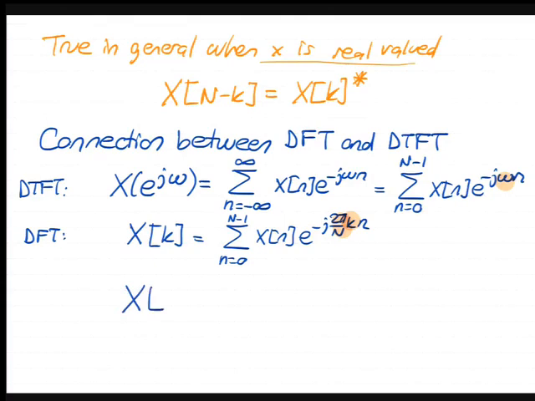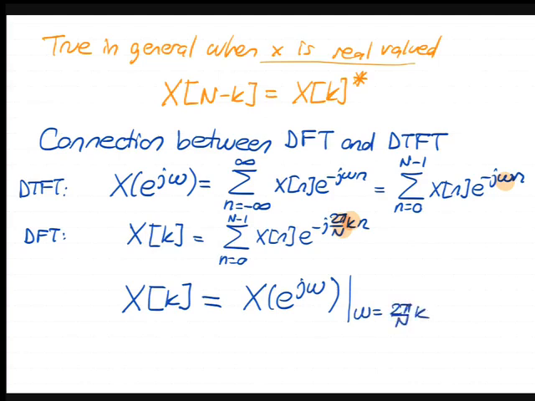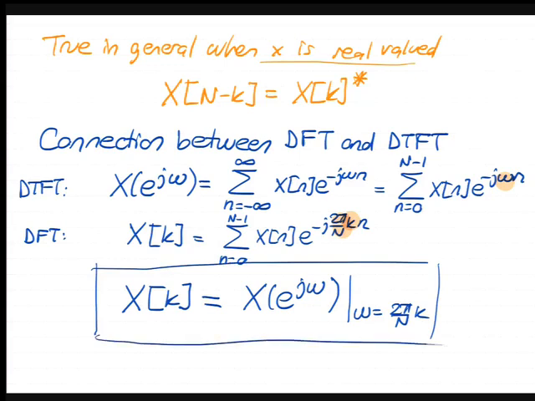X of k is what? It is samples of the DTFT. You look at the DTFT which is continuous, sample it. Evaluate it when omega is 2 pi by N times k, and that's your DFT. Okay? Simple as that. And of course, this accounts for one being a continuous function, the other being discrete. Okay?